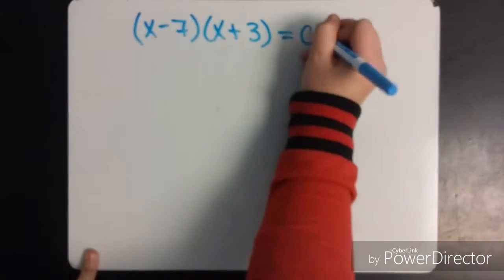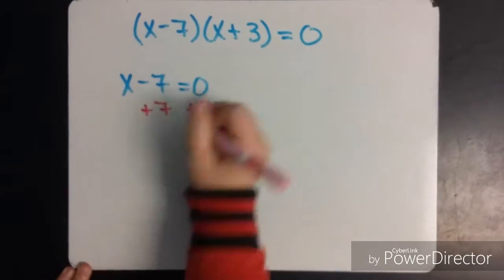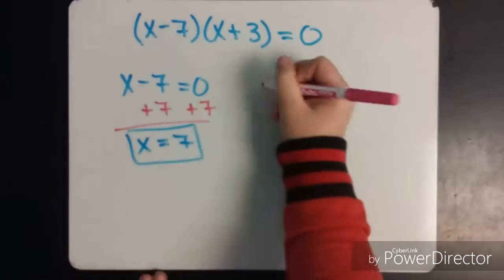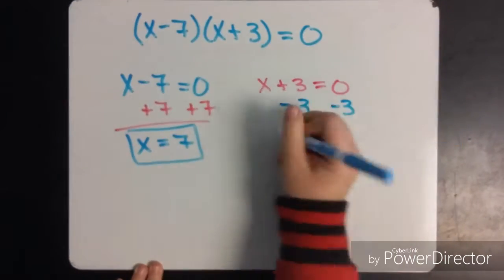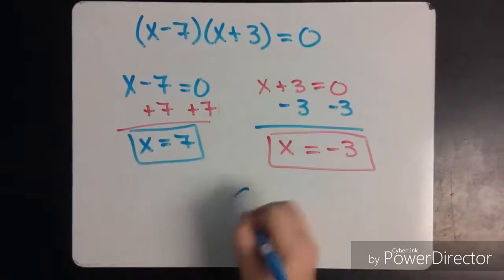Take your factored form and set them both equal to 0. Lastly, get x by itself. Your answers are x equals 7 and x equals negative 3.